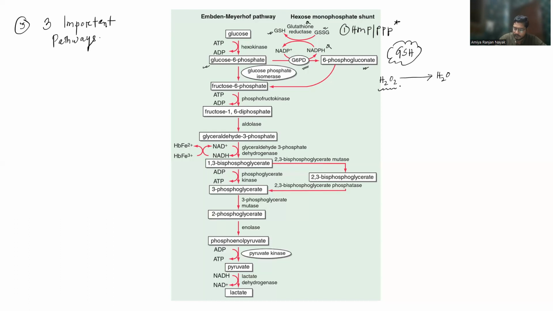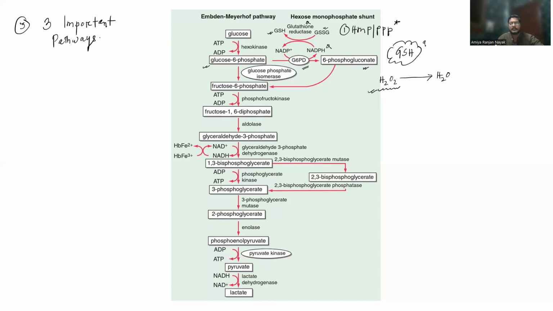H2O2 is hydrogen peroxide, and if hydrogen peroxide is there inside the cell, it can form reactive oxygen radicals, and that will cause tissue damage, cellular damage. So this reduced glutathione is actually protective.